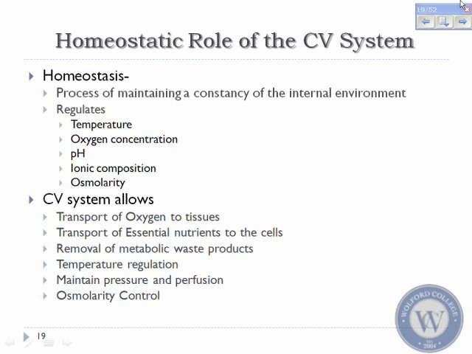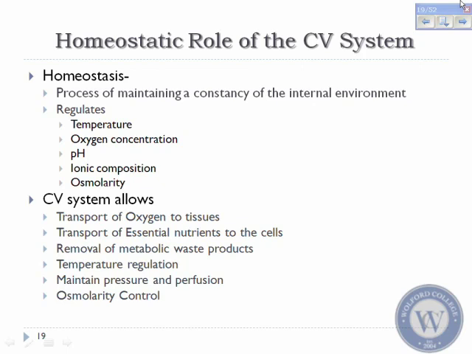Now, let's go on to the next discussion. Hemostatic role of the cardiovascular system. Hemostasis is basically a process of maintaining constancy of the internal environment. The blood is actually very important for regulating temperature. It's critical for oxygen delivery. Okay? It's critical for maintaining adequate pH, ionic composition, and osmolarity around the cells.